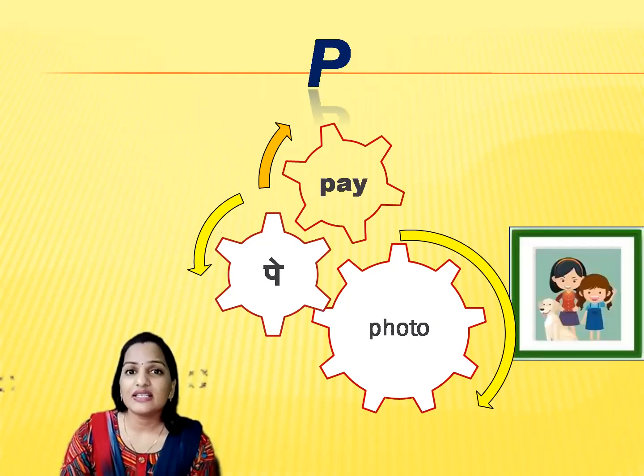The next letter is P. What is P pronounced in French? Pay. What is it? Pay. Okay. So one example from the letter P is photo. Not photo, photo we call in English. In French it is photo. Okay. Photo means a picture.